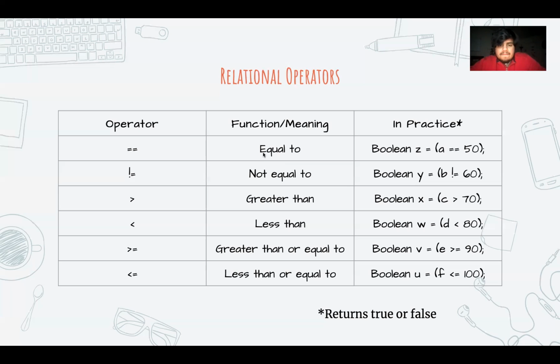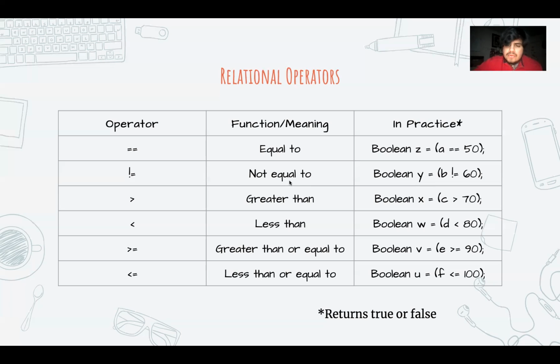The first relational operator is equals, double equals, and this sees whether or not the values are equal to each other. If I have a numerical value A that is equal to 50, it's going to see whether or not 50 is equal to 50. If 50 is equal to 50, then the Boolean Z is going to be equal to true. But if A is any value that is not 50, then it's going to be false, and Boolean Z is going to store a false value.